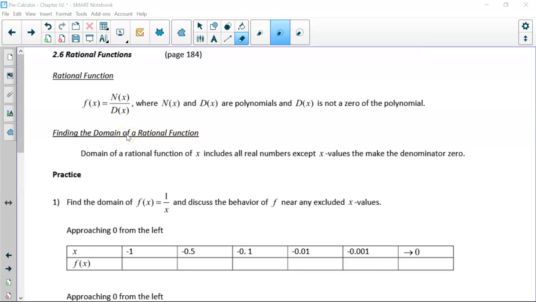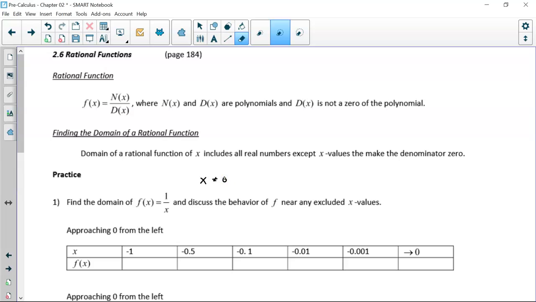Welcome to section 2.6. We're going to be talking about graphing rational functions. Rational, ratio, talking about fractions. So if we're looking at f of x equals 1 over x, now, x, because it's division, cannot equal 0.